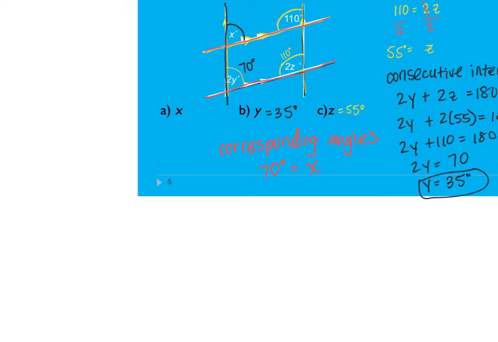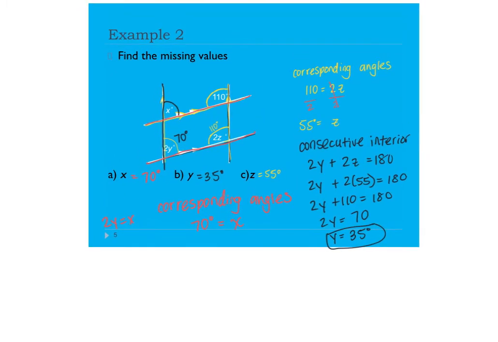You could have written it as 2y equals x and just plugged in y equals 35. But I know that that angle must be 70 degrees, so I'm just going to say 70 equals x. And so 70 degrees. All right? So again, you want to start with the angle that you know. In this case, it was 110. And then we're filling in the variables as we go along.